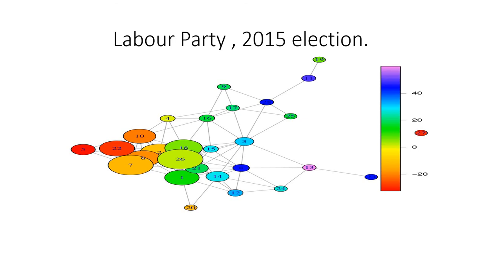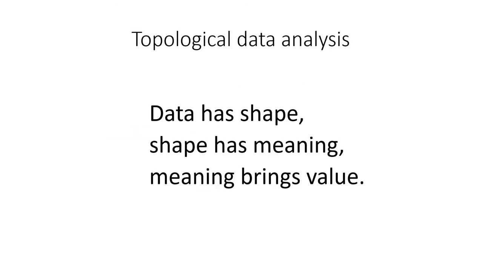And this is just one of the examples of the use of topological data analysis. It is a universal tool that allows you to understand your data, the shape of your data, no matter what they are. Because data very often have shape. Shape has meaning. And meaning brings understanding and allows you to bring value into your data.